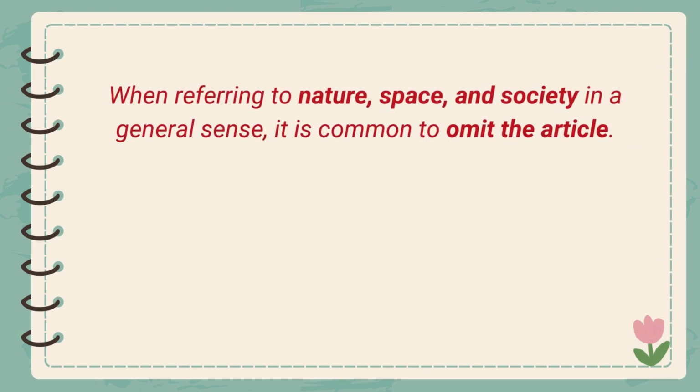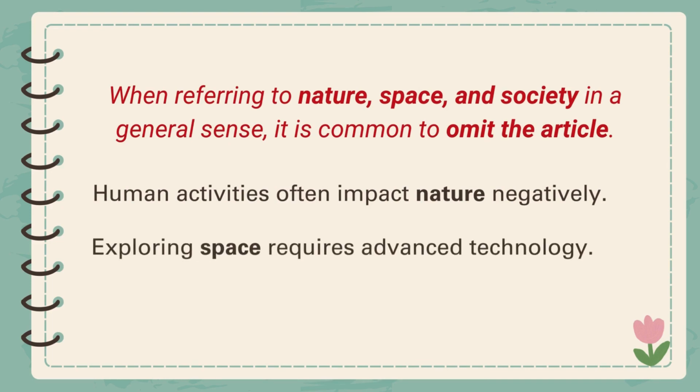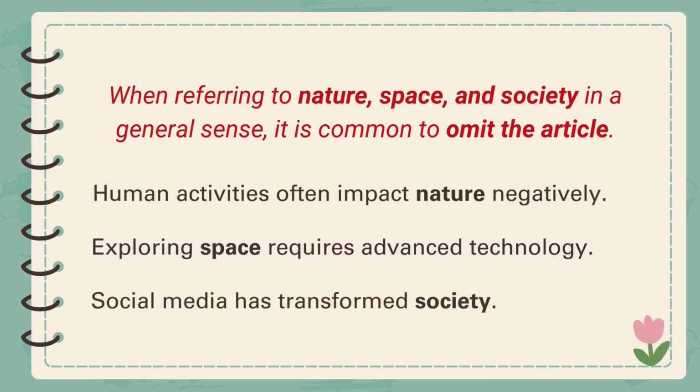When referring to nature, space, and society in a general sense, it is common to omit the article. Here are more examples to illustrate this usage. Human activities often impact nature negatively. Nature is used generically to refer to the natural environment without the use of an article. Exploring space requires advanced technology. Space is used generically to describe the concept of outer space exploration. Social media has transformed society. Here, society is discussed broadly without specifying a particular society.